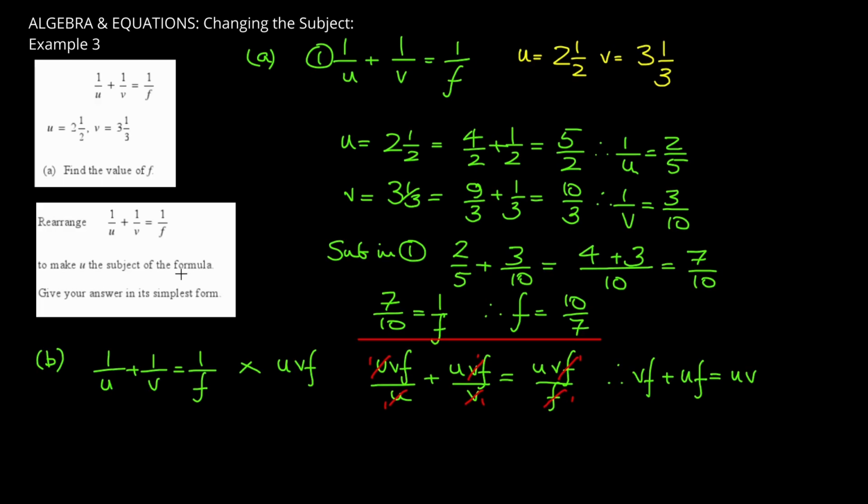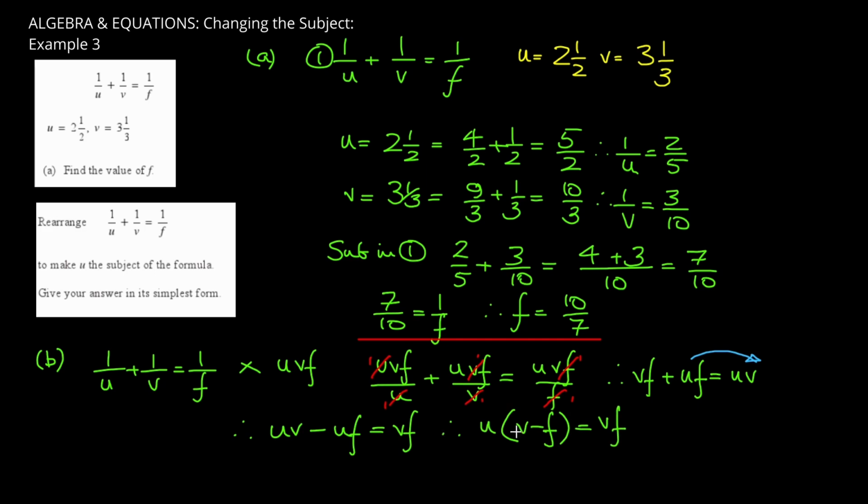They want u the subject. So we've got to get u on one side of the equation on its own. So I'm going to suggest, because we've got a u already on this side of the equation, we get uf to join it. And I'm also going to write the equation the other way round. So we get uv minus uf, that's the term we've moved, is equal to vf, the other term that hadn't moved. So therefore, we've got a common u on the left-hand side. So I can say that u, open brackets, v minus f, is equal to, copy and paste this side, vf.